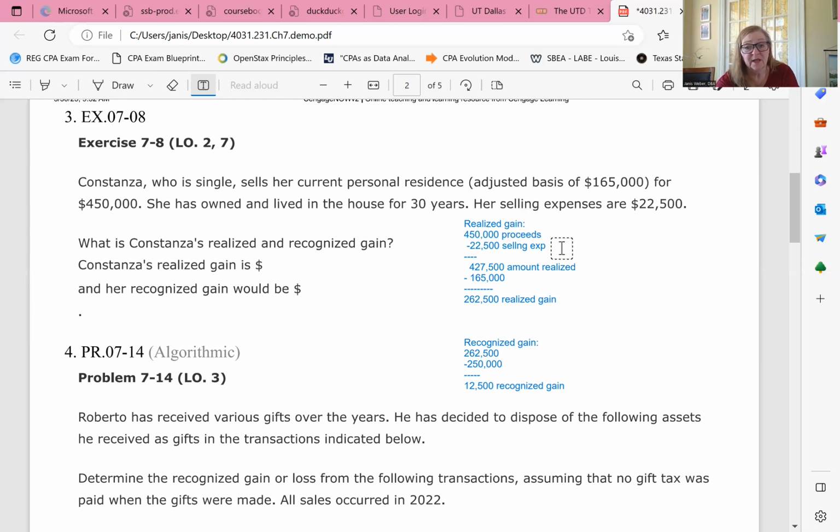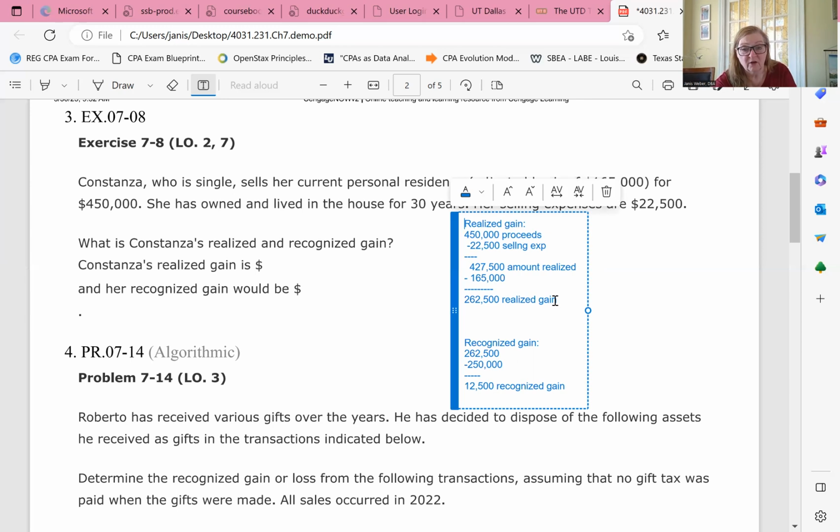And so for the amount realized, we just take the proceeds of 450,000 and reduce it by her selling expenses, which they told us were 22.5. So she winds up with an amount realized of 427.5, and we reduce that by her basis. They gave it to us at 165. So the realized gain is the 427.5 minus her basis of 165. So that brought us to a realized gain of 262.5 right here.